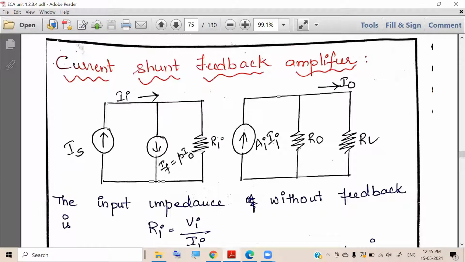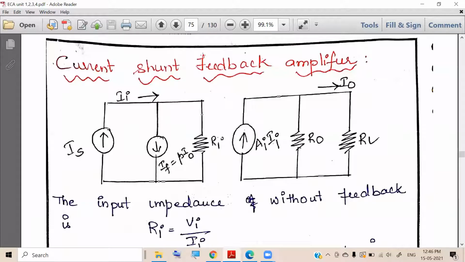Then what is a current amplifier? For any amplifier, input resistance and output resistance are common. Ri we represent, and R0 we represent in parallel for the current amplifier. Then the current amplification is represented by a current source Ai multiplied by Ii. Ai is the current gain, and Ii is the input current, or the current flowing through RL.